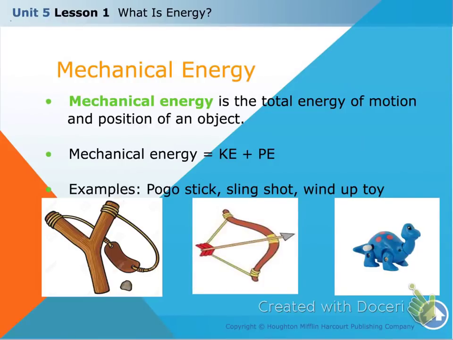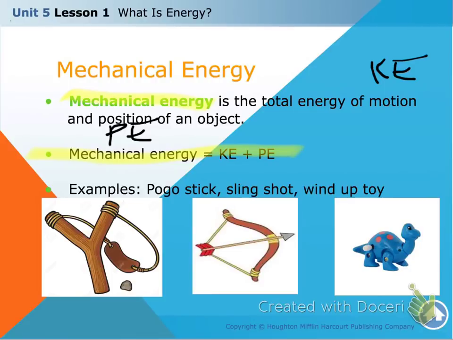Mechanical energy is pretty much the grand total energy that an object has. So it's going to be the total energy of motion, which we know as kinetic energy, and it's going to be the total energy of position, whether it's sitting on top of a ledge about to fall down, which we know of as potential energy. So the grand total of energy of an object. If we're looking at it as an equation, mechanical energy will equal kinetic plus potential.